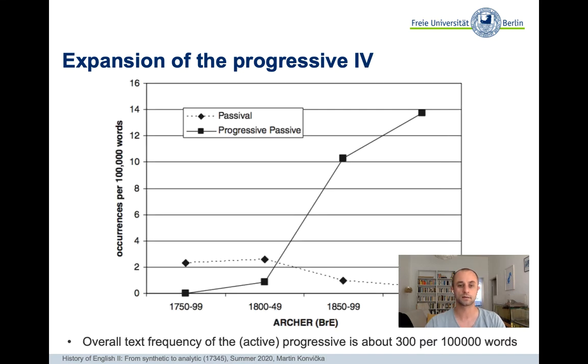Right. And in the first half of the 19th century, we see the rise, actually a very steep rise of the progressive passive, so the thing that we would use nowadays, and a very gradual decline of the passival. I mean, the passival construction was never something that was extremely frequently used, but its use declined during the early modern English and late modern English period.